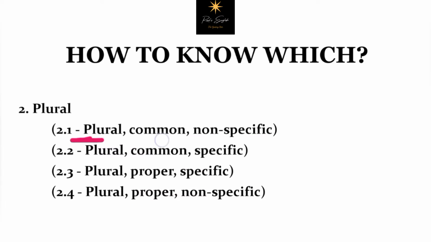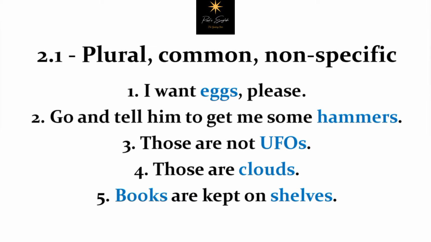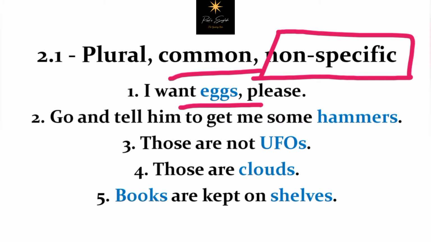Right, so let's start with plural common and non-specific nouns. How do we use articles with them? So number one, I want eggs please. Is eggs plural? It certainly is. Is it common? Yes, of course it is common. Is it specific? No, it is not specific. It is non-specific. Any eggs.